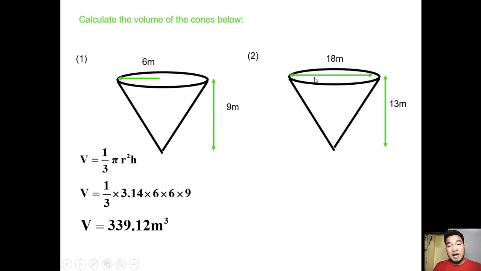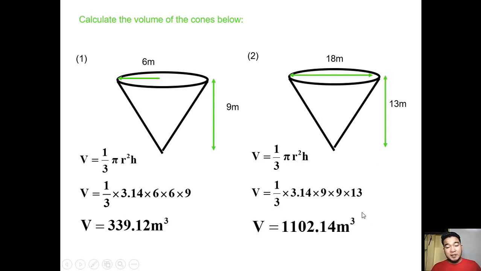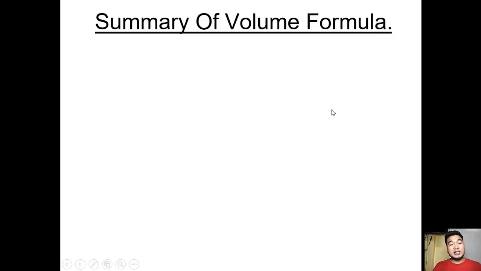Let us have another example. So in this case, the diameter is given. So we just have to get the radius. 18 divided by 2 is 9. So again, we rewrite the formula. And then we substitute the values. 1/3 times 3.14. Our r is 1/2 of 18, which is 9, times 9 times 13. Then you multiply, you will have 1,102.14 cubic meters.